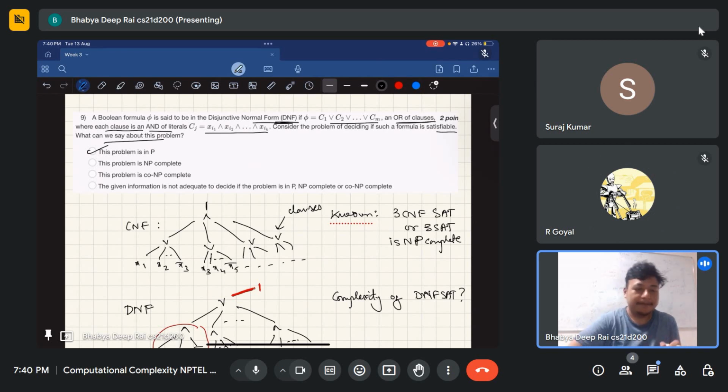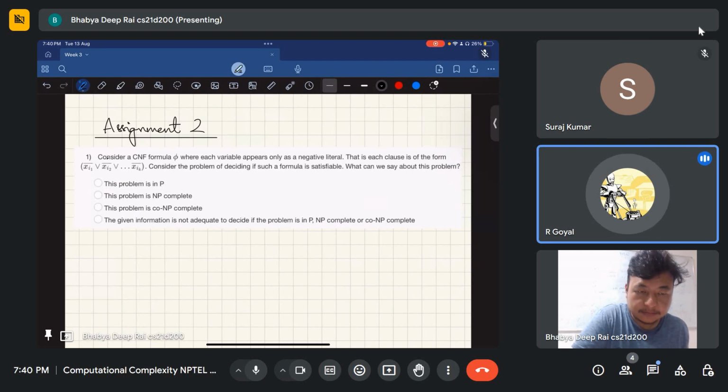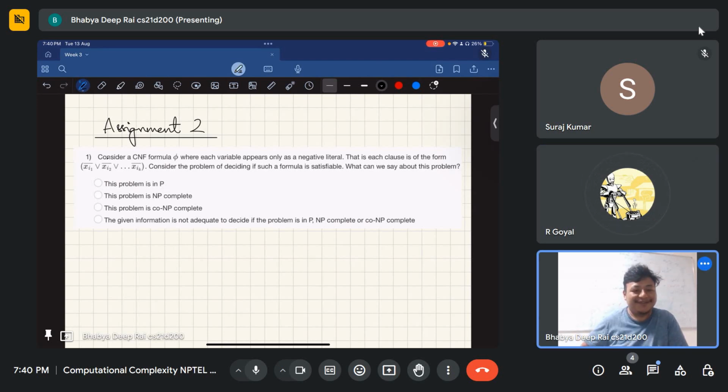Okay, Suraj, is it clear? Yes. Okay, good. Goel, you have a question. Yeah, I don't exactly remember, but in discrete mathematics there was a theorem which says that every POS can be converted into SOP, a product of sums can be converted into a sum of products. So in that sense, I guess every CNF is in DNF and every DNF is in CNF. Right. Every Boolean function can be represented as a CNF also, as a DNF also.